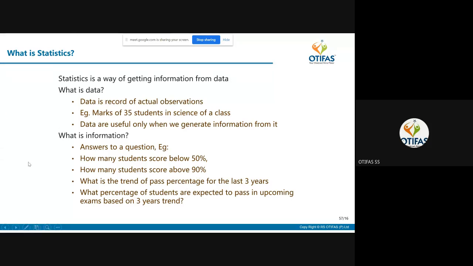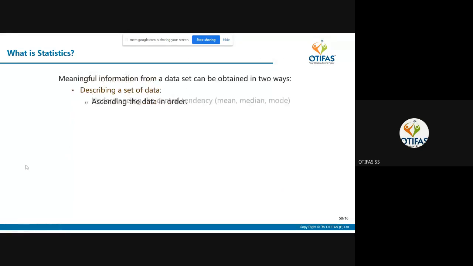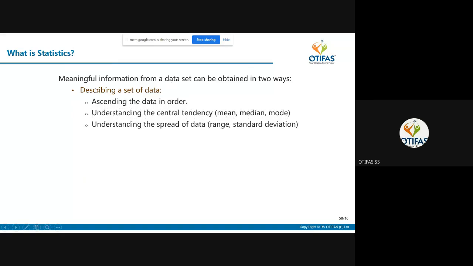With this you can understand the two branches of statistics. Meaningful information from a data set can be obtained in two ways. First, describing a data set: put the data in a meaningful order, first ascending order, and that itself will give you the first information, like what is the lowest mark and what is the highest mark. Then you can get the central tendency: mean, median, mode, etc. Then understand the spread of the data: range, standard deviation, etc. All these things are called describing the data.